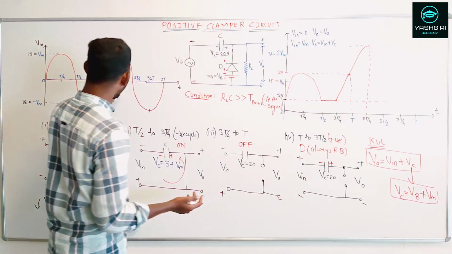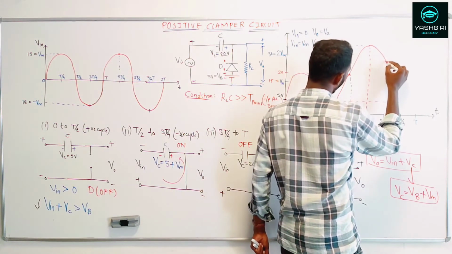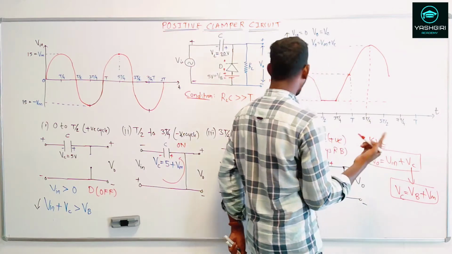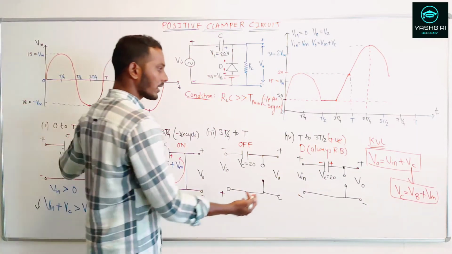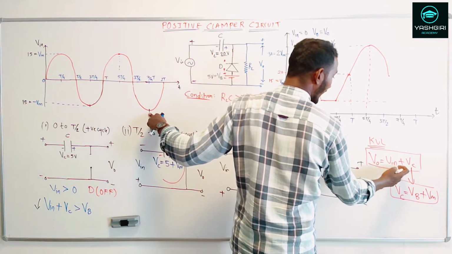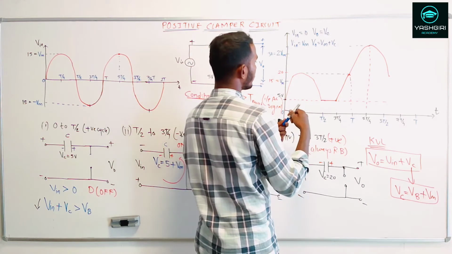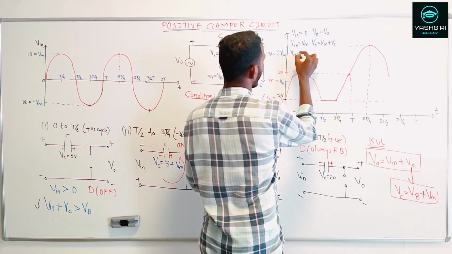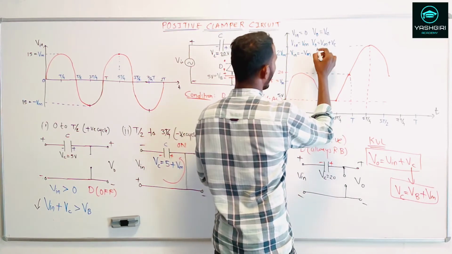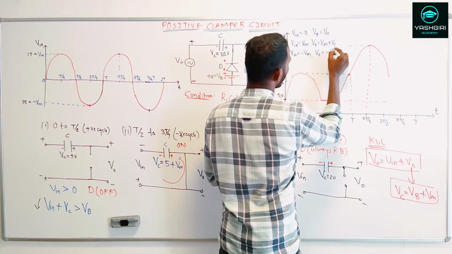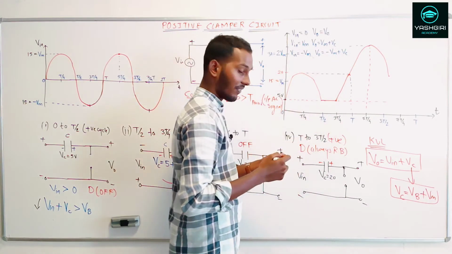Now once again it will come back to 0, so you will get the same 20 volts. And when you go for the negative, that is going to be minus Vm. So when V input is equal to minus Vm, V output will be equal to minus Vm plus Vc. So Vc is 20 minus 15, that will give me 5 volts.